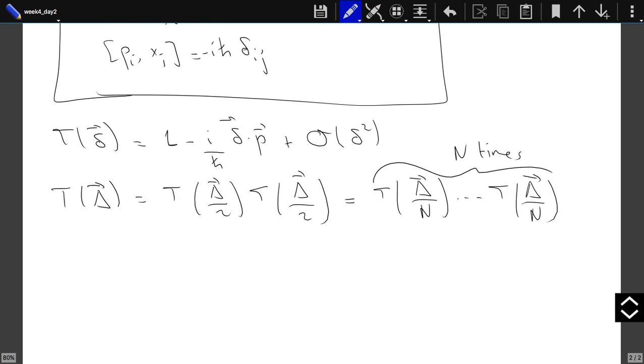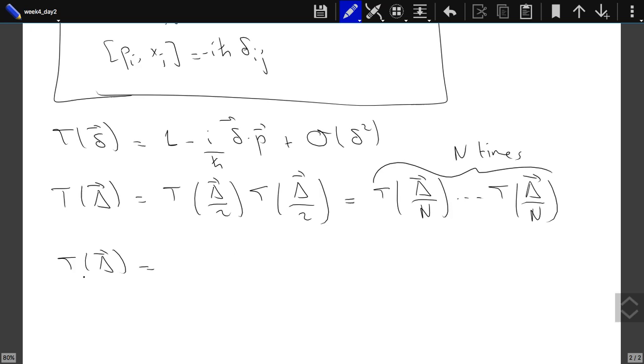Or T of delta. Now, also keep in mind that that equality holds whatever the value of N is. Whether N is 2, it holds. Whether N is 10, it holds. If N is 1 million, it holds. Independent of the value of N.